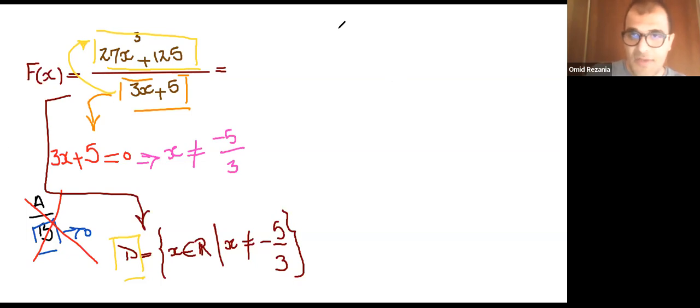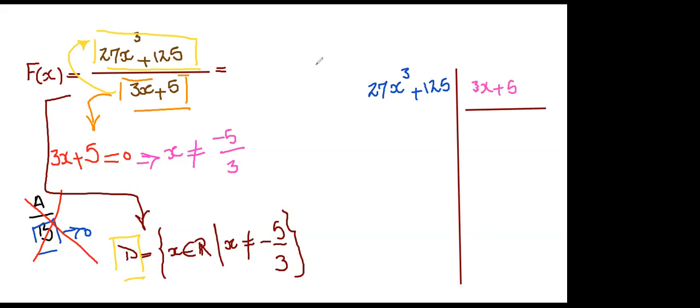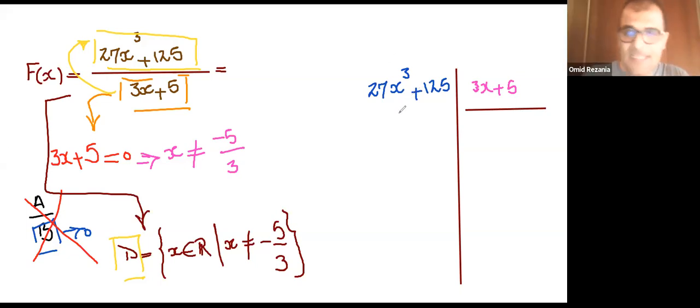In order to answer that question, we have one very simple strategy to follow. I'm going to divide 27x cubed plus 125 by the denominator, which acts as the divisor of my function, which is 3x plus 5. Correct? Yes. Thanks, Laura.